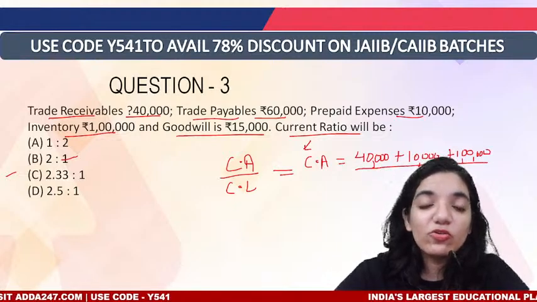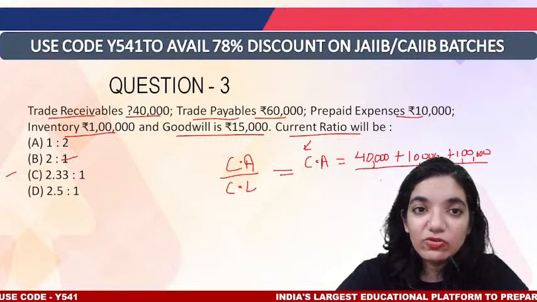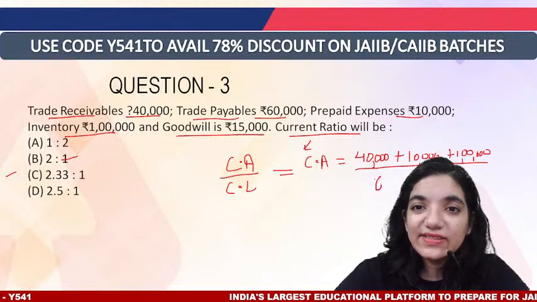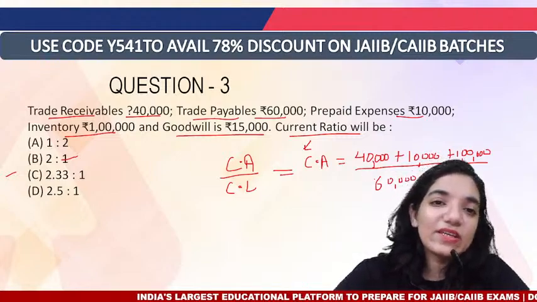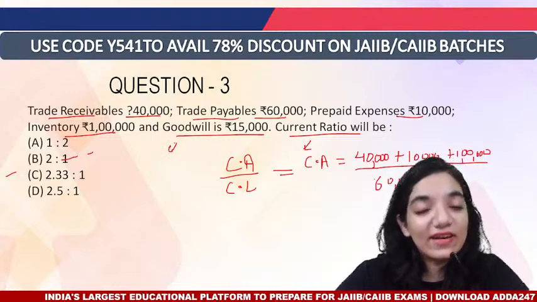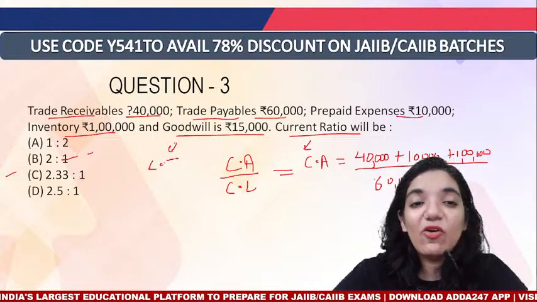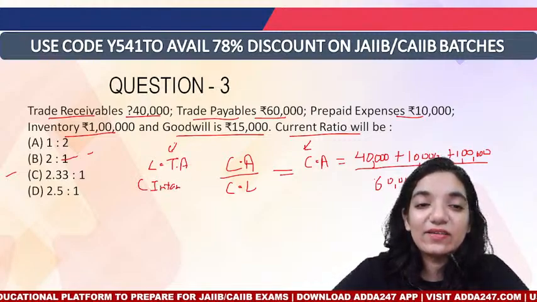And what goes on the denominator side would include 60,000 of the trade payables, and that's it. Because goodwill is not a current asset nor a current liability. It's basically a long term asset, and that too an intangible one.